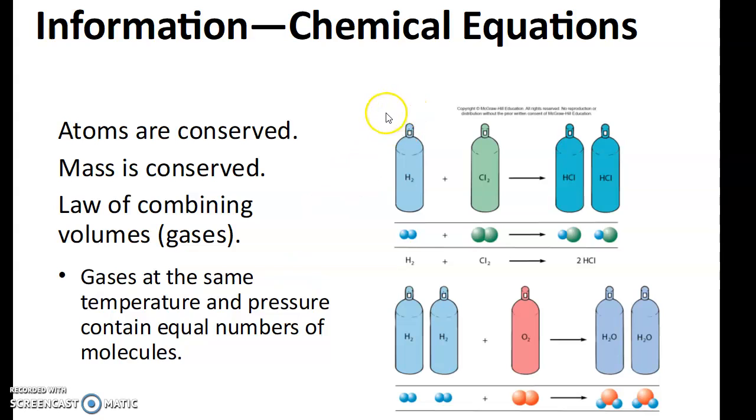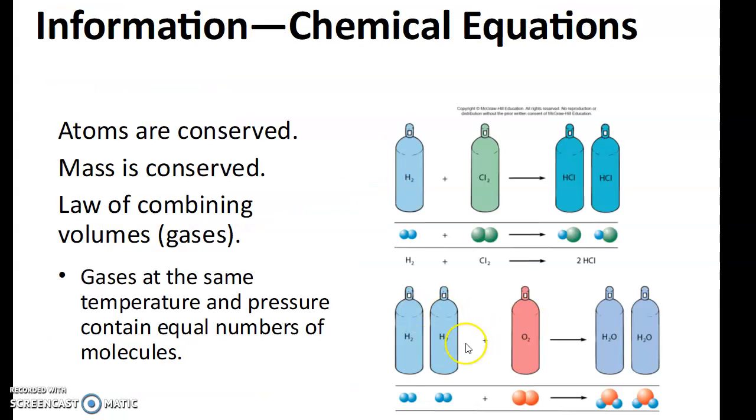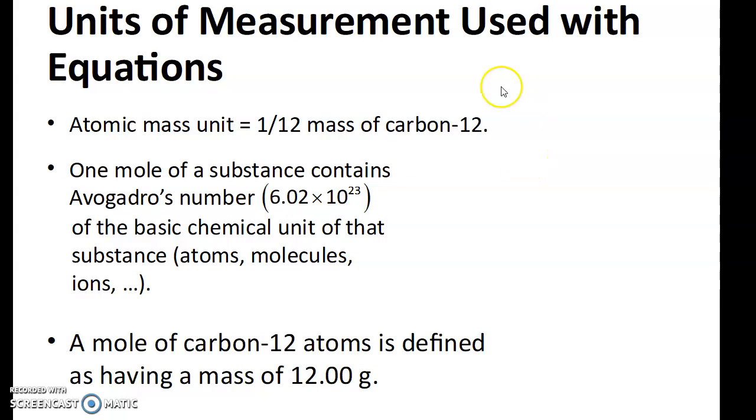So in these, we have chemical equations that have to be balanced. If you're doing it in terms of gases, you can do the same type of thing, but at a particular temperature and pressure. What you're going to have is the same number of molecules, right? So these are always based upon carbon-12, right? So 1 mole of a substance contains 6.02 times 10 to the 23rd molecules, atoms, ions, whatever. So this is 1 mole of a substance.